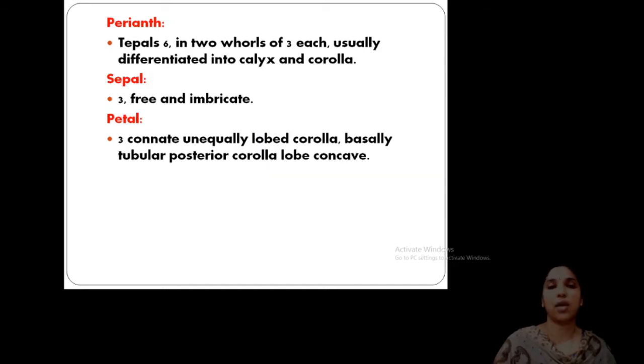Spike, with other conditions similar to the other members, epigynous, zygomorphic. Now, looking into the perianth, the sepals and petals are six in number in two whorls. How? Three outer and three inner. So it is usually differentiated into calyx and corolla. What we observed in Cannaceae is somewhat the same, a 3 plus 3 arrangement. Sepals 3, free, imbricate. Petals also 3, connate, lobed corolla. The corolla is lobed or may have some shape like a concave shape.